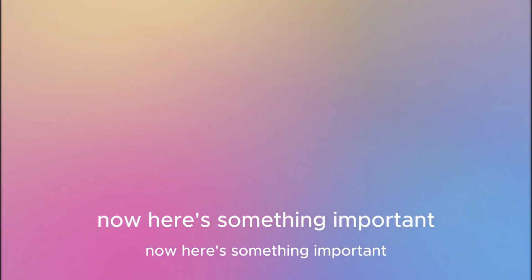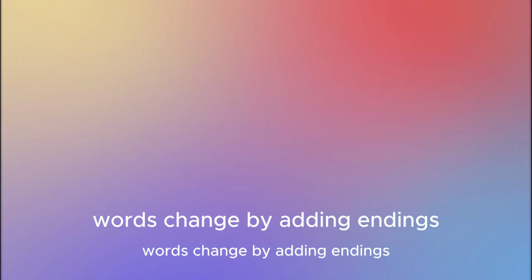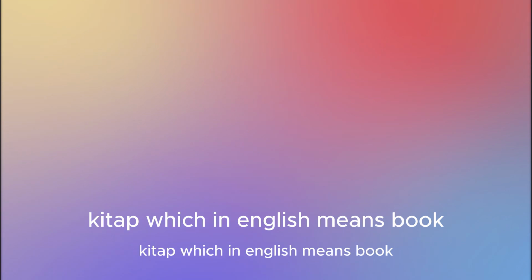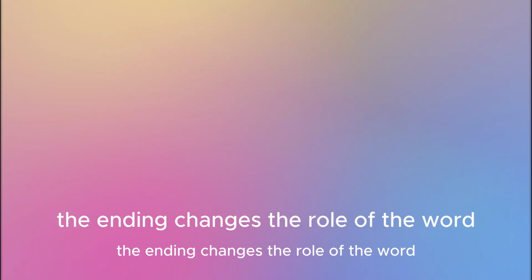Now, here's something important. In Turkish, suffixes are very important. Words change by adding endings, instead of changing the whole word. For example, kitap, which in English means book, kitabı, which in English means the book, object form. The ending changes the role of the word. Now let's look at verbs.